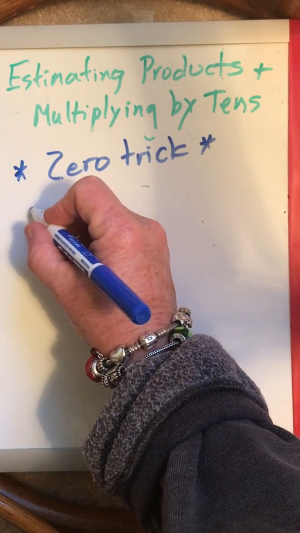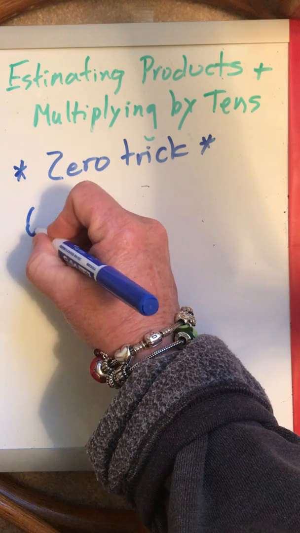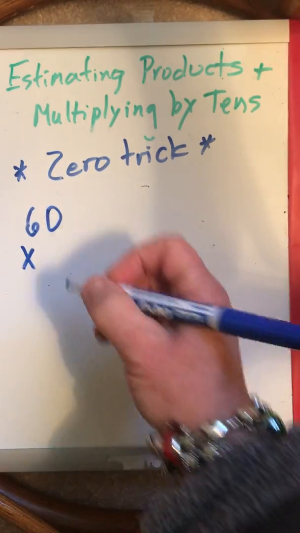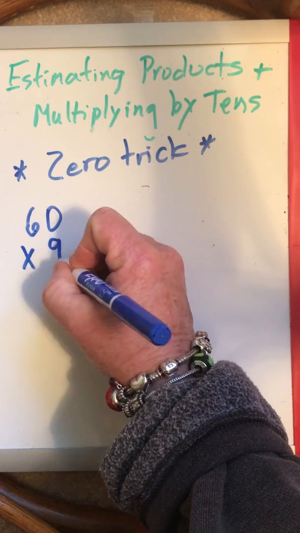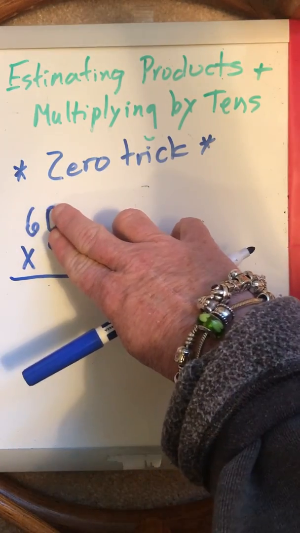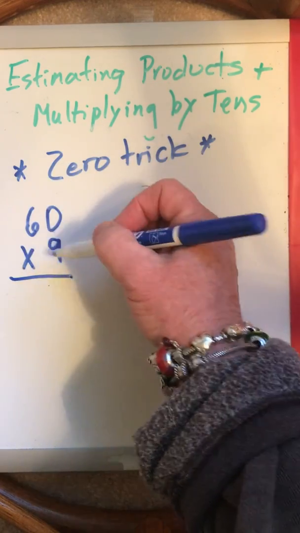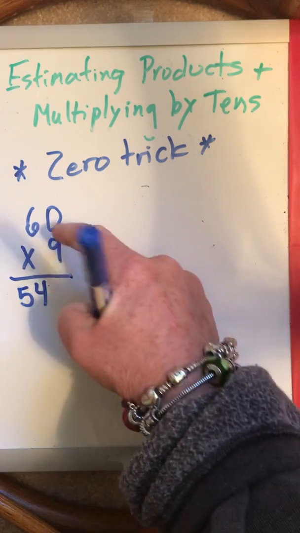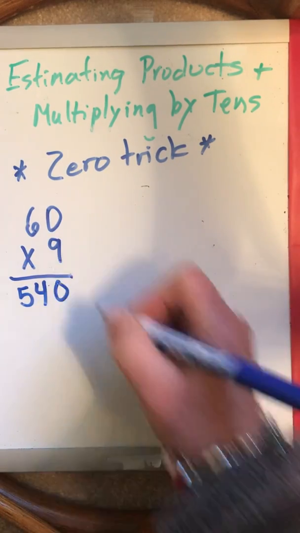So for an example, if we're multiplying by tens, and when we say multiplying by tens, we mean something like 60 times 9. What we use is the zero trick. We cover up the zero. We say, all right, now we have 6 times 9 left. What's 6 times 9? It's 54. And then we add back on that zero.